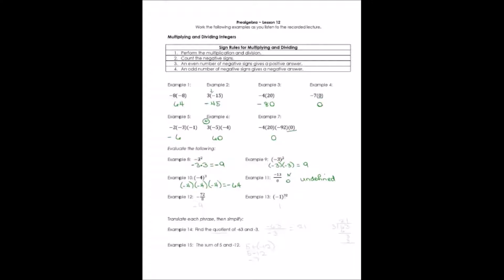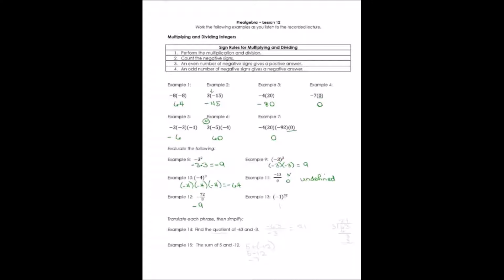Example 12. I've got 1 negative. It's stuck out front of my fraction, which is really a division problem. But it doesn't matter where the negative is, whether it's out front or in the numerator or in the denominator. I still just have 1 negative. Odd number of negatives, negative answer. Now let's do the division. 72 divided by 8 is 9. So the answer is negative 9.